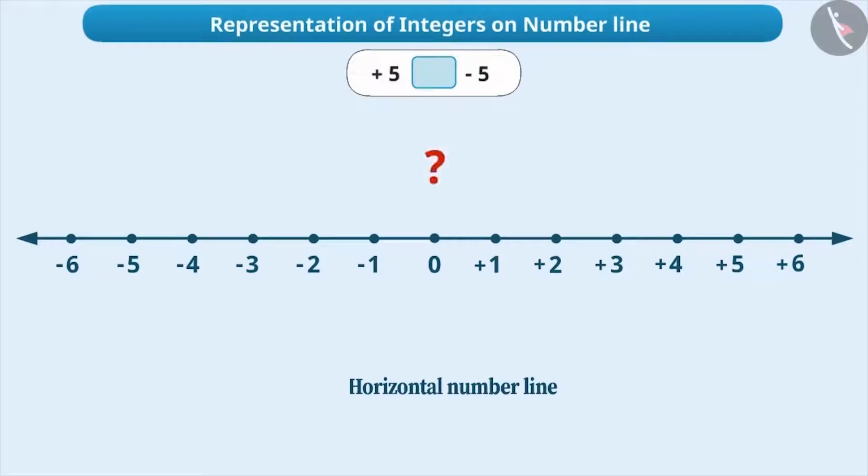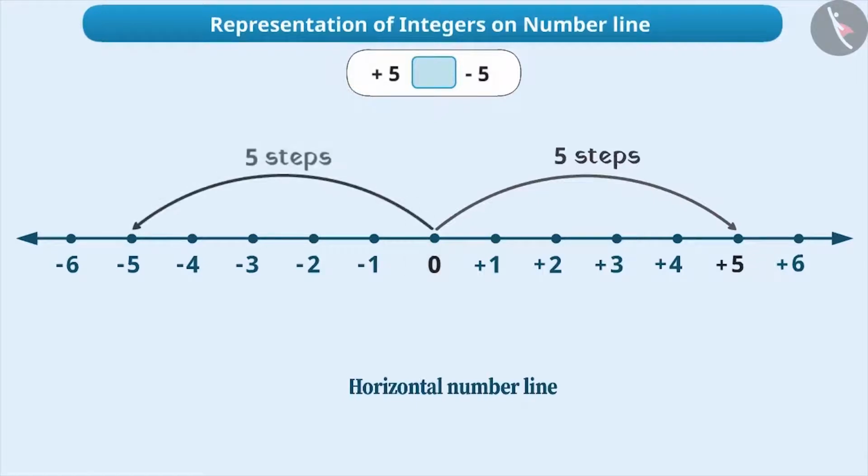Now on the number line, how do we mark +5? Well, since +5 is a positive integer, move 5 points to the right of 0. Similarly, since -5 is a negative integer, move 5 points to the left of 0.